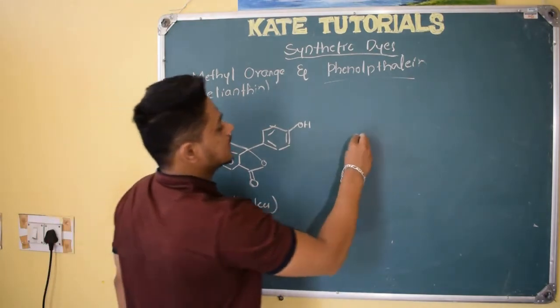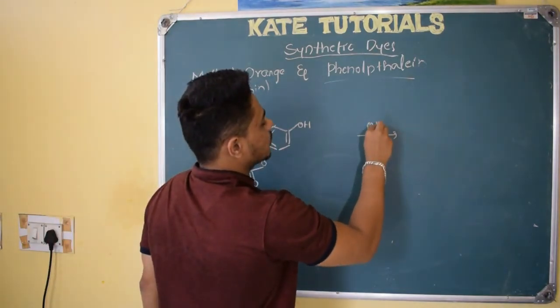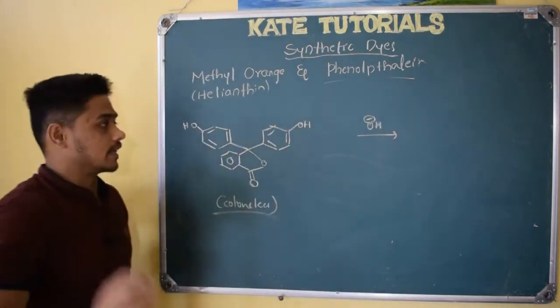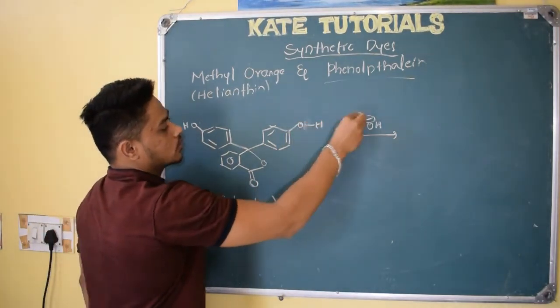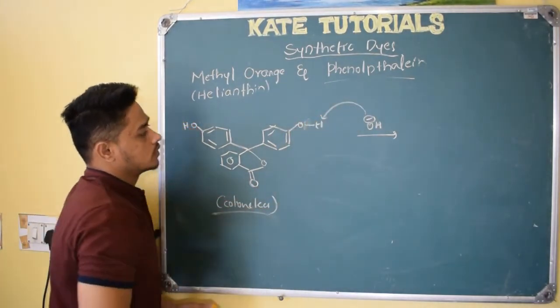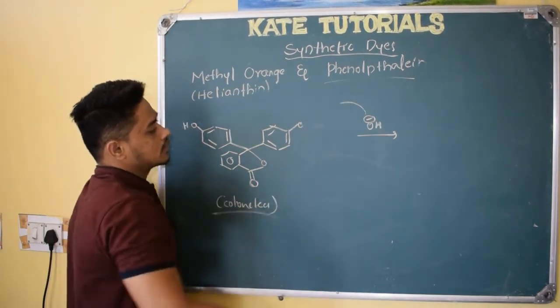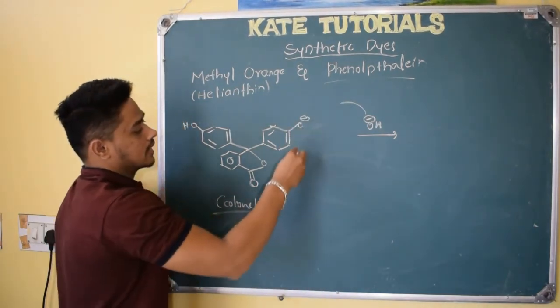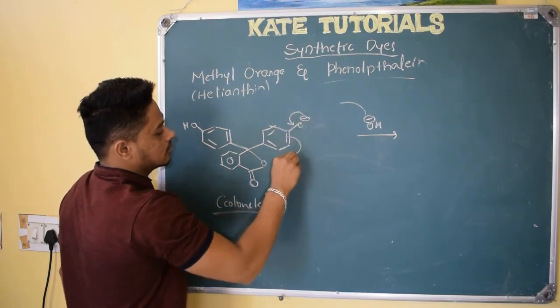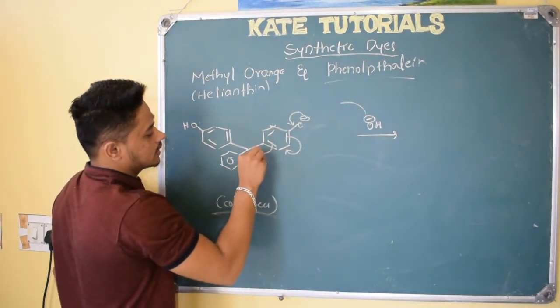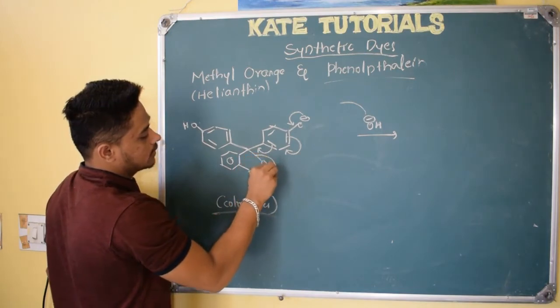When I treat this in basic medium, basic means OH minus, what happens here? So this phenol proton will be acidic. So this base will take this proton. So negative charge comes on this oxygen now. So see here, resonating structure. It will resonate like this. This pi bond will shift. This carbon oxygen bond will break.